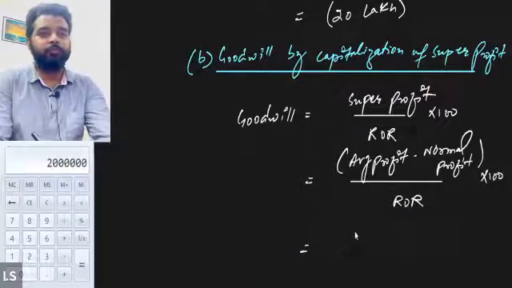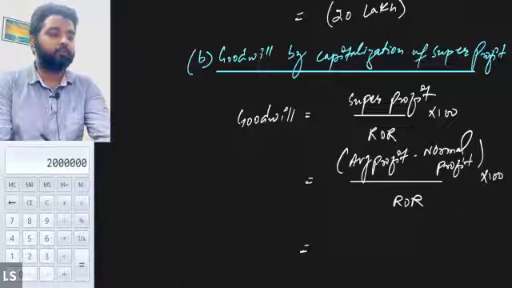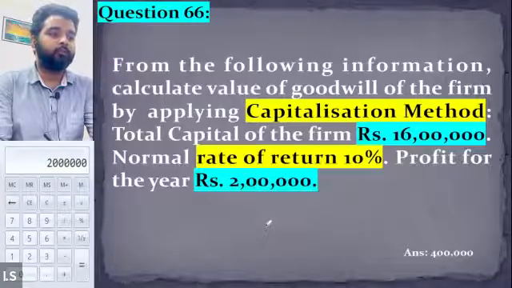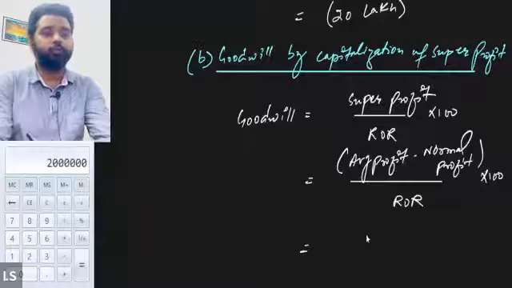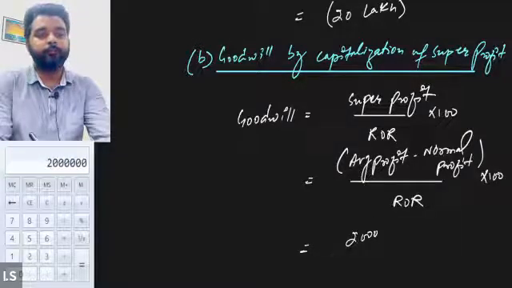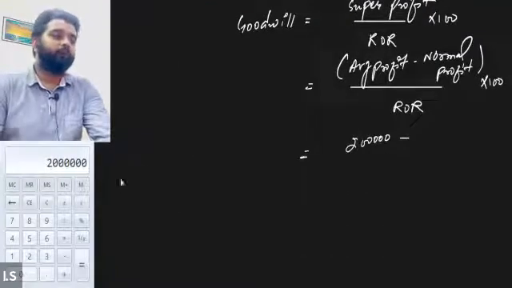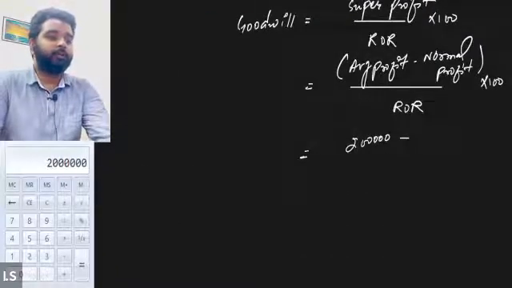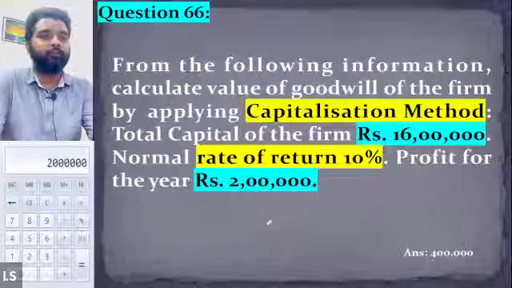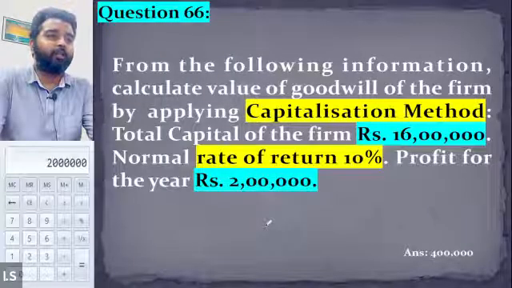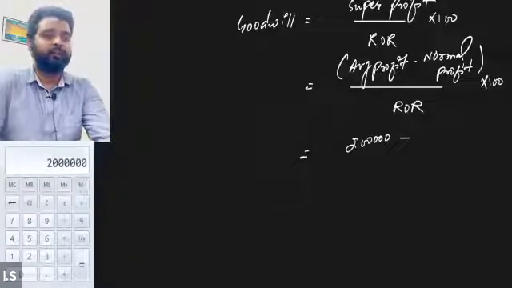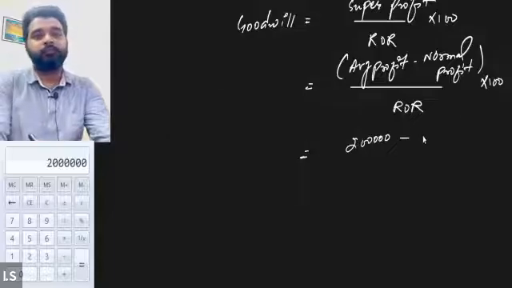So how much was the average profit in the question? Average profit was 2 lakh. So 2 lakh minus the normal profit. How do we find the normal profit? Normal profit is calculated by multiplying the capital employed with the rate of return, right? So 16 lakh into 10% will be 1,60,000. Is that right, everyone?